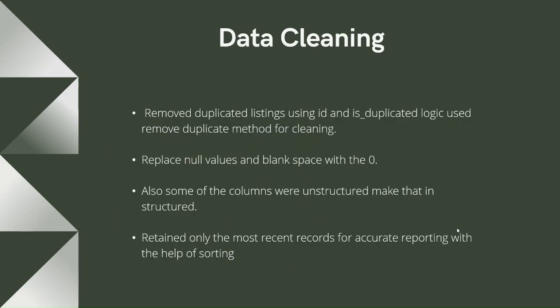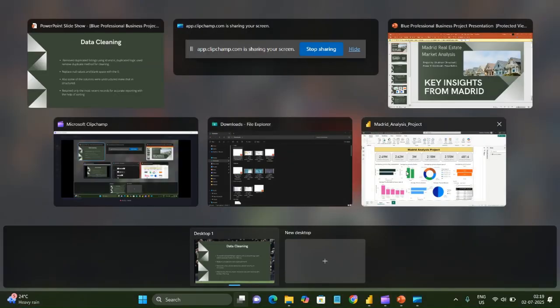Data cleanup. Whenever we get raw data, we need to clean it because raw data is considered unstructured data. We need to clean that data so that we can get proper insight from it. Firstly, we need to remove duplicate listings using IDs, using the remove duplicates method for cleaning. I'll show you in Power BI how we can use the remove duplicates option.